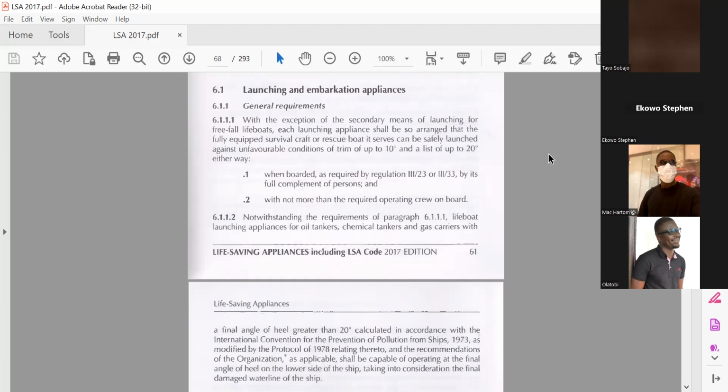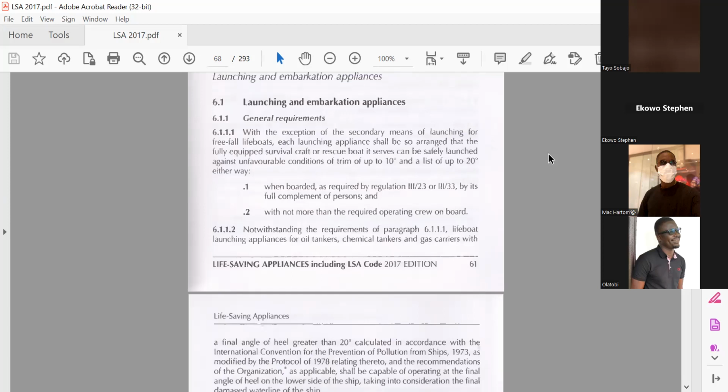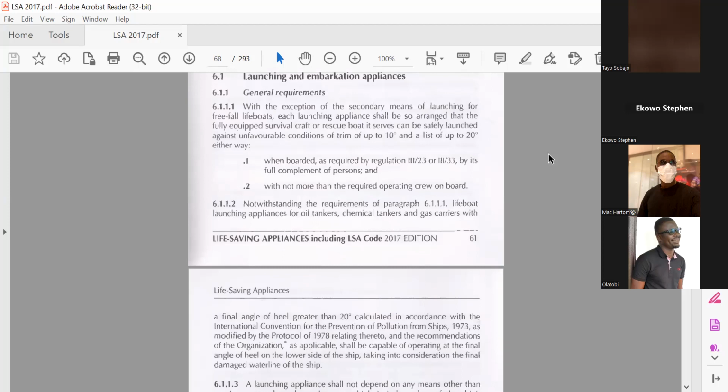Each launching appliance shall be so arranged that the rescue boats can be safely launched against unfavorable conditions of trim of up to 10 degrees and a list of up to 20 degrees either way. So a trim of 10 and a list of 20. It means that if we have a list of 20, will our means of launching still be sufficient?